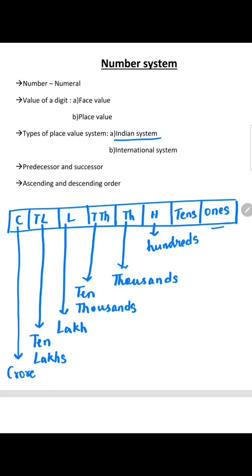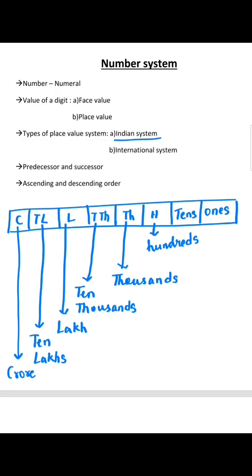As you see here, first we will write the ones place. Then we will have the tens place. After tens place, we will have hundreds place. After hundreds place, we will have thousands place.